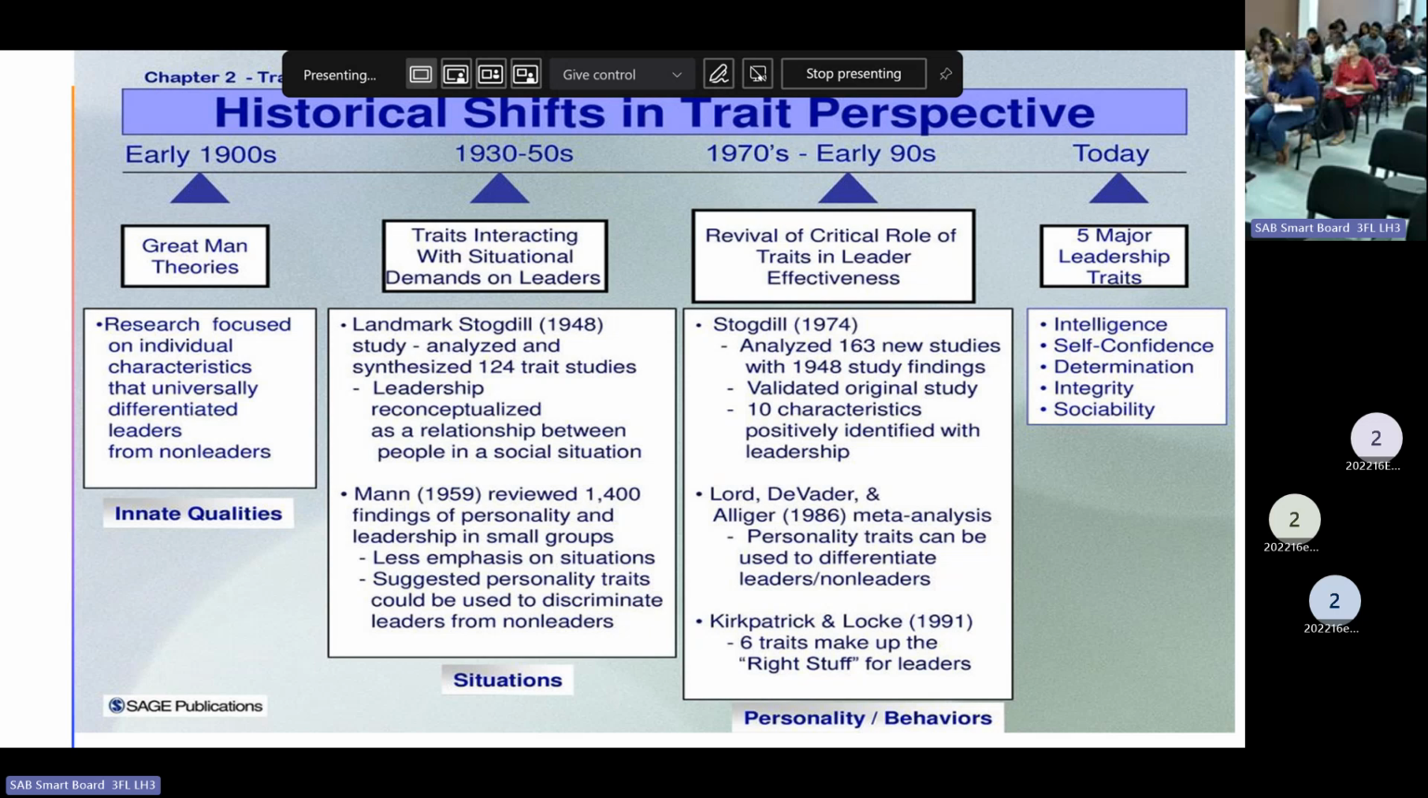They are now identified as what each and every leader has in common. Even though there were 98 leadership traits, and the research was continuing with over 300 studies, for convenience they found these five traits almost everyone has. That's what they call major leadership traits: intelligence, self-confidence, determination, integrity, and sociability. You have these five, you are a leader.